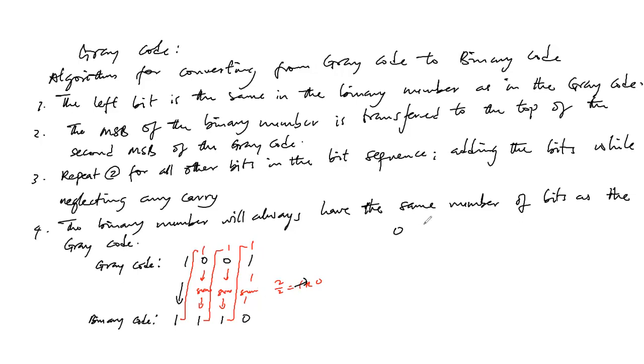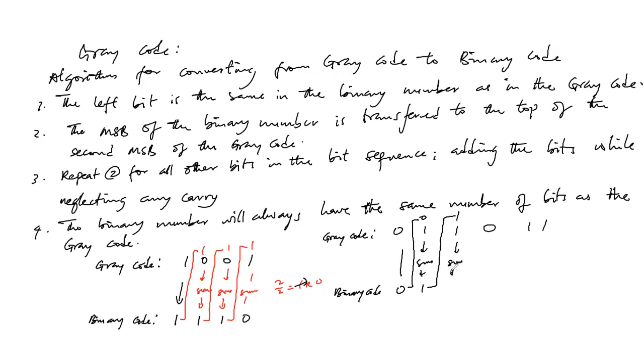Say we have 0, 1, 1, 0, 1. So this is the Gray code. We want to achieve the binary code. We already know that we retain the first bit here, that is the same as 0. So move this way, as 0. So the sum 0 plus 1 is 1. So we move this again to this, so we add it together. 1 plus 1 is 2, 2 divided by 2 is remainder 0. So we neglect the carry.